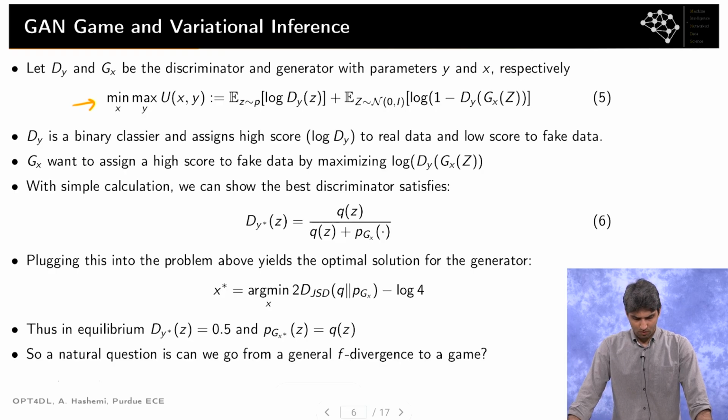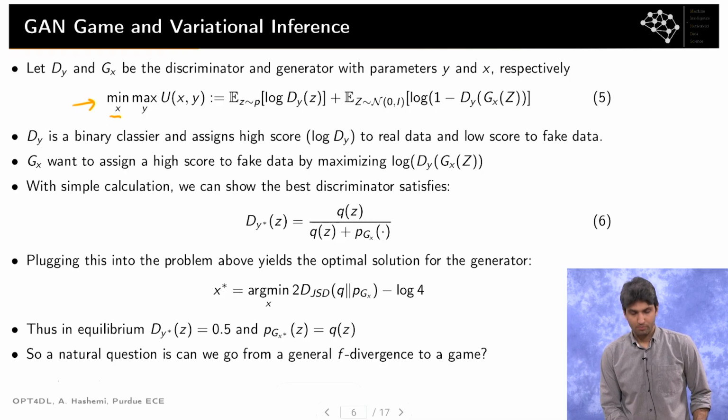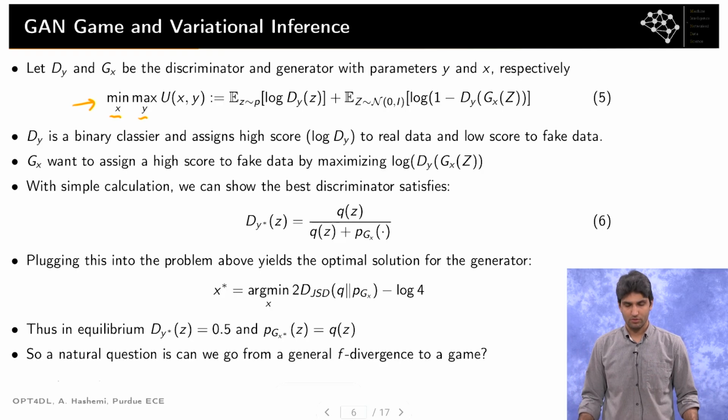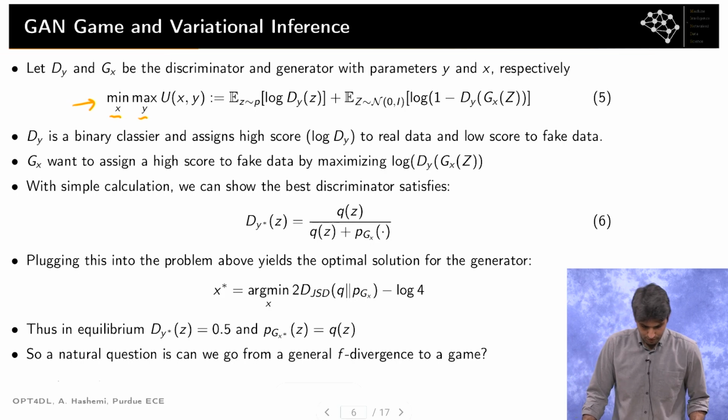We have some utility function. One agent, the generator, wants to minimize that. The other agent, the discriminator, wants to maximize that. Therefore it's a zero-sum game: the payoff of one is the negative of the payoff of the other, so the sum is equal to 0. So what's this payoff function? It is written in this specific form.